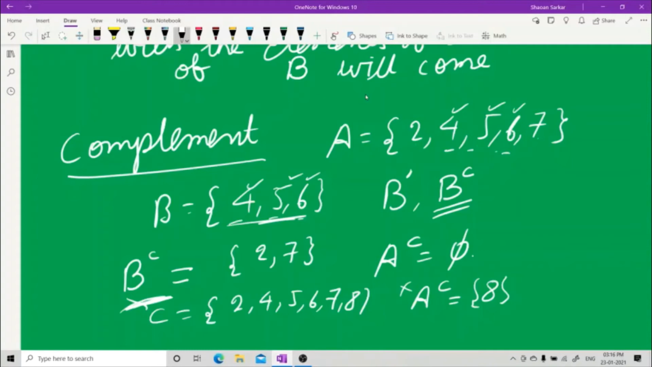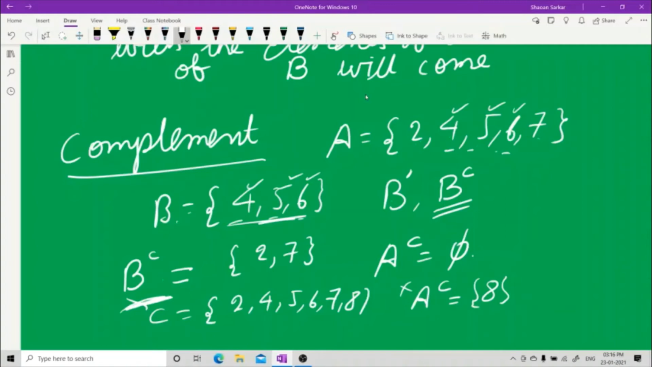Let me repeat. A has 2, 4, 5, 6, 7. B has 4, 5, 6. The B complement is denoted by B dash or B with a bar on top. B complement means you will not write the elements of B which are in A. 4, 5, 6 are in A, so don't write them. Write only 2 and 7.